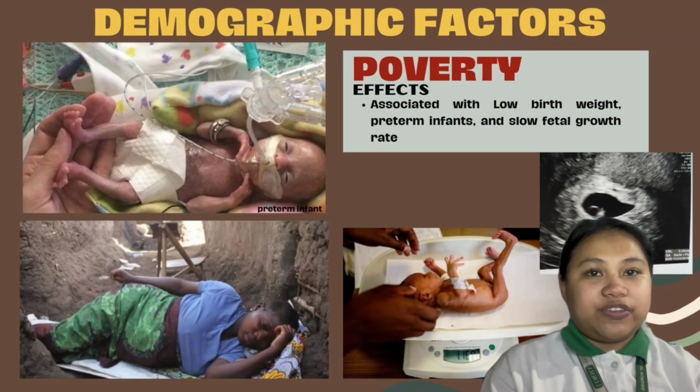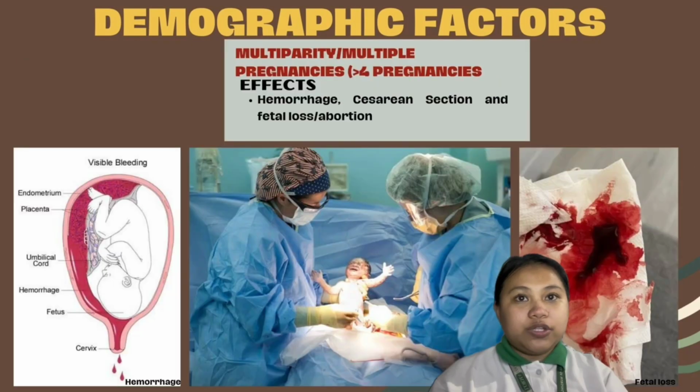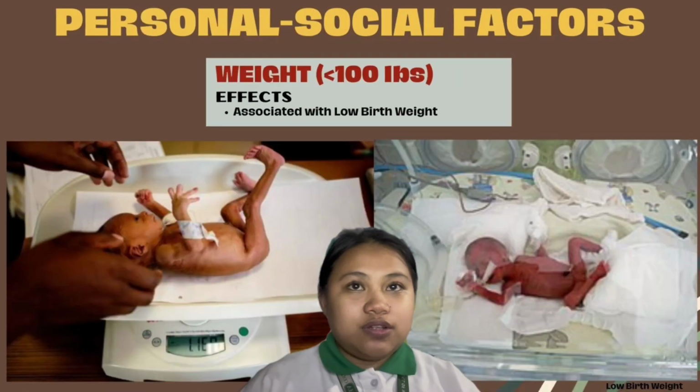Next factor, we have poverty. Poverty or low income limits access to health necessities like adequate nutrition, impacting maternal nutrition intake and leading to lower birth weights, low fetal growth rates, and increased risk for preterm delivery. Next, we have multiparity, or more than 4 pregnancies. After multiple pregnancies, the uterine muscles may not contract as effectively. There's an increased likelihood of placental abnormalities such as placenta previa, which can contribute to hemorrhage and necessitate a cesarean section delivery.